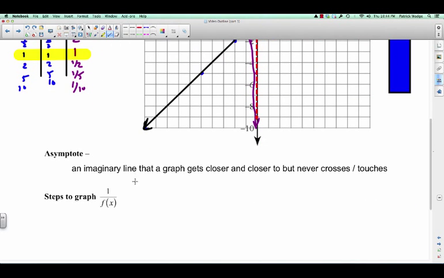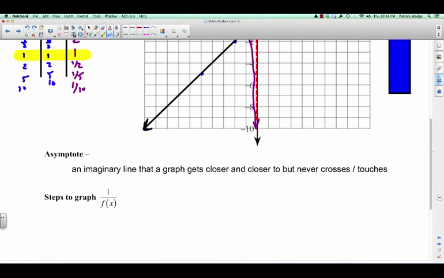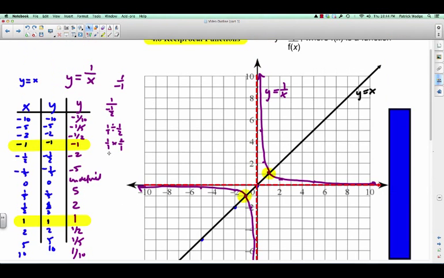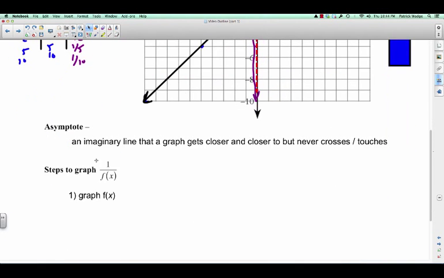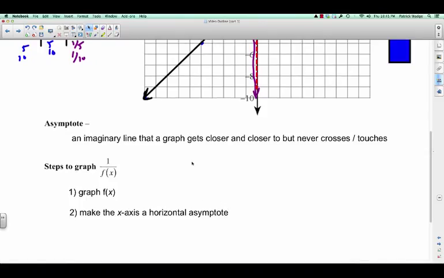Now I'm going to show you the steps to graphing a reciprocal function. The steps are as follows. Step 1, graph f of x. So rather than graphing 1 over x, we started by just graphing x, and that's your first step. Graph just f of x. Then you're going to always make the x-axis a horizontal asymptote. Next year we'll do reciprocal functions again, and there will often be horizontal asymptotes that aren't the x-axis. But for this year, they'll always be the x-axis.